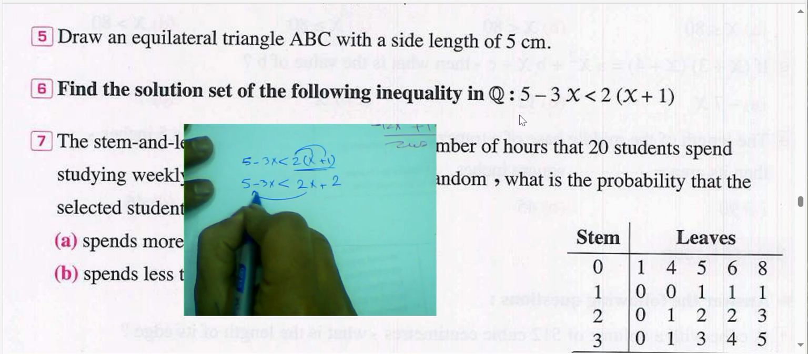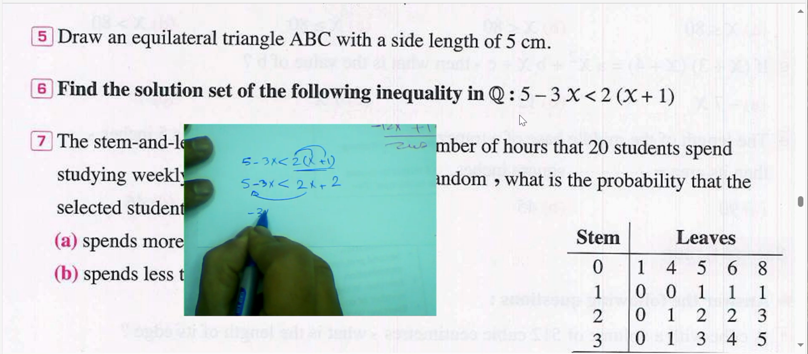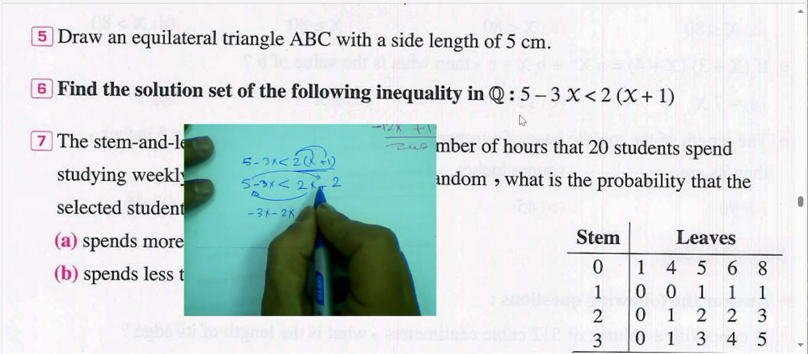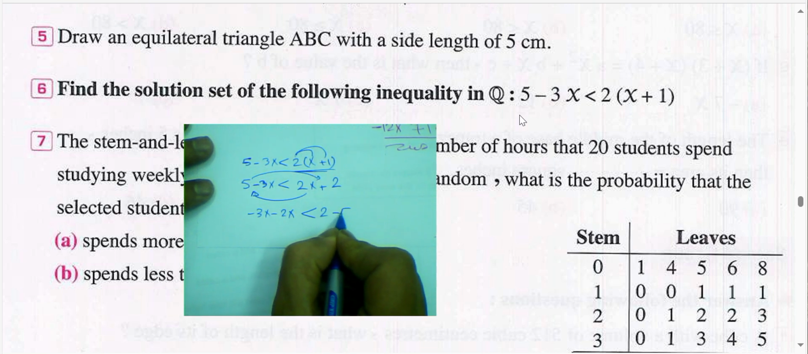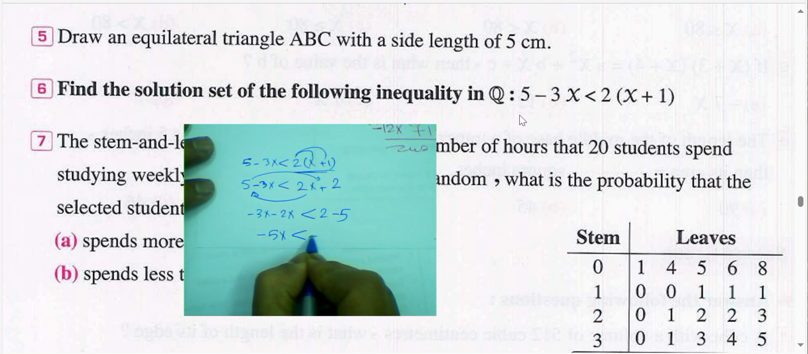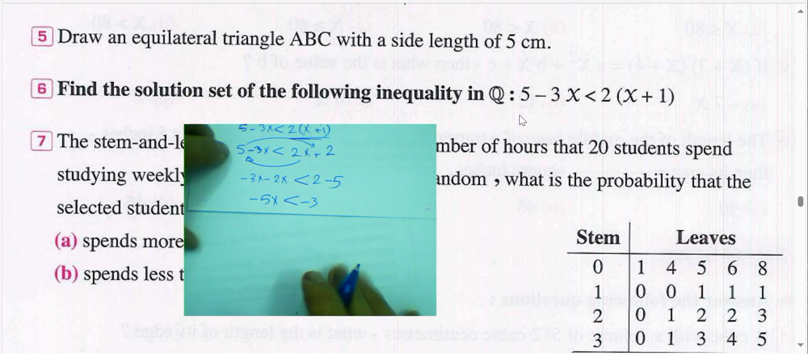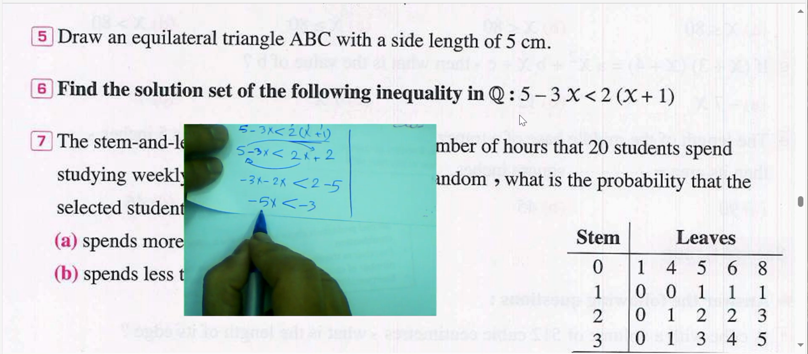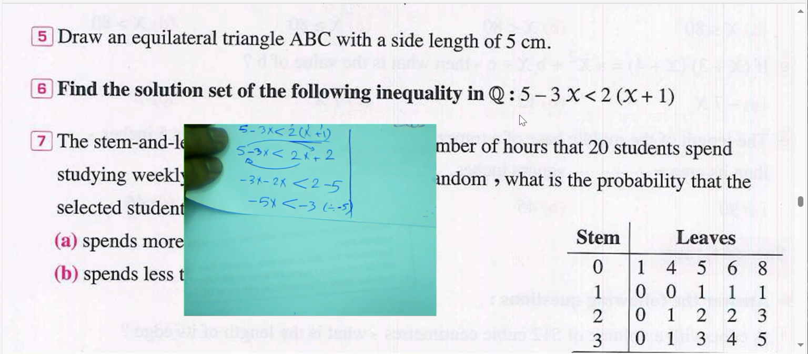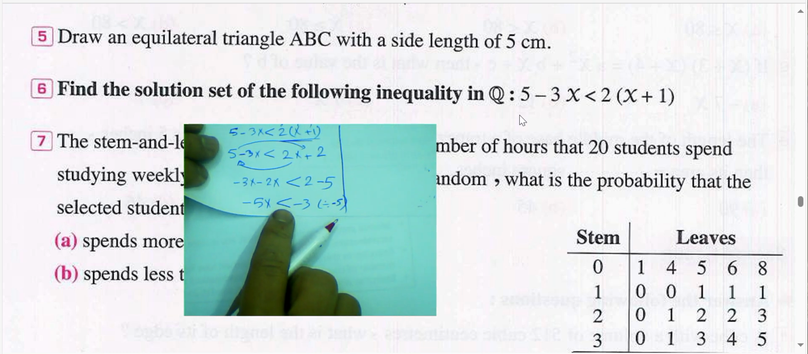And then move 2x here, subtracted from negative 3x, it will be negative 3x minus 2x. And change 5 from the left-hand side to the right-hand side by changing the sign. Negative 3x minus 2x will be negative 5x less than negative 3. In the next step, we divide by the coefficient of x, that is, divide by negative 5. But you must know, if we divide by a negative, we must change the direction of the inequality.